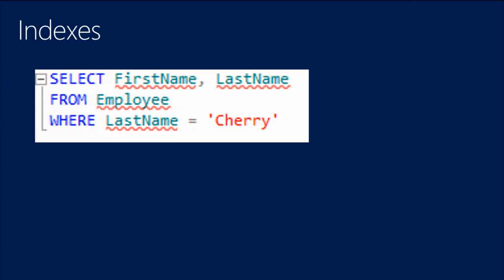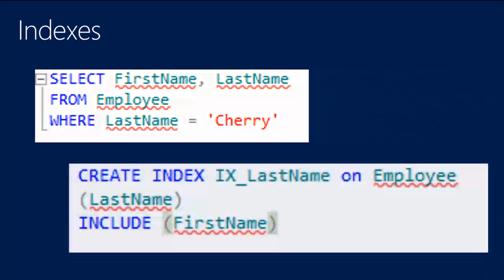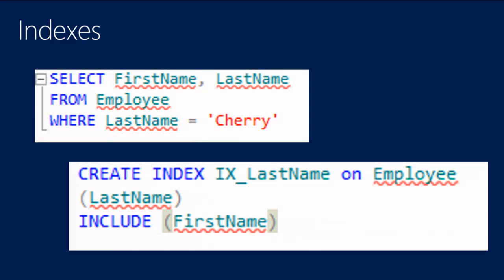So when using an indexer to create an index, we start by looking at a query that we're running. In this case, I've got a very basic query on the screen: select first name, last name from employee where last name equals Cherry. So I'm looking for me. The index I would create to find this information would look something like this.